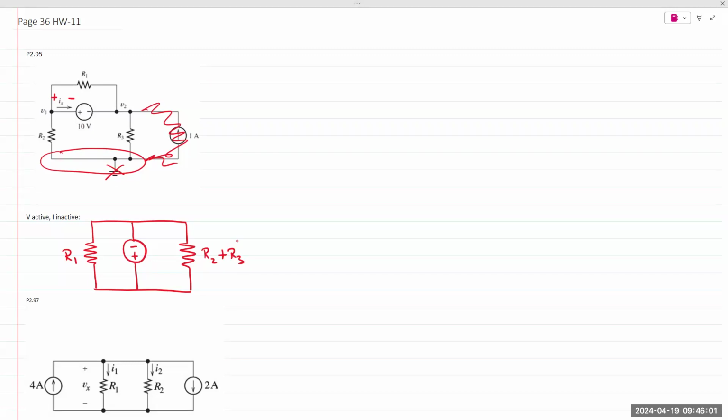You can label the nodes, and you redraw the circuit and you analyze and you figure it out. And this is IS1. And then the circuit for current source would be, let's see. This is the reason I wanted to draw this. If the current source is active, voltage source is replaced with a short circuit.